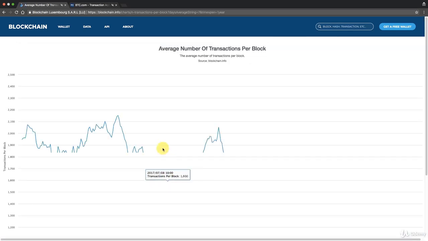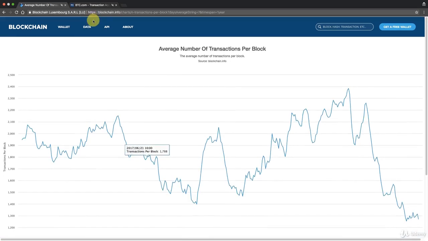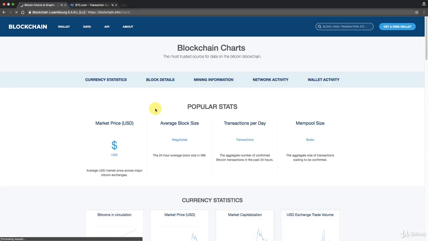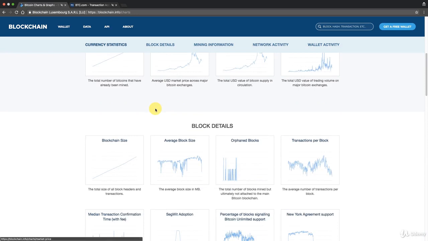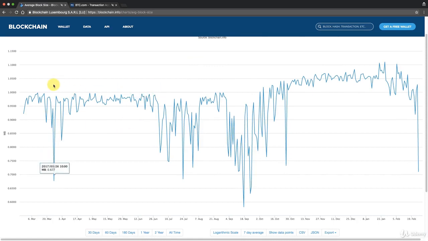What do we have here? See, it goes up and down, but that really depends on the individual size in terms of megabytes or kilobytes per transaction. Now, if we look at charts again, and look at a different one, average block size. See, that should be more or less consistent because the maximum block size is 1 megabyte or so.